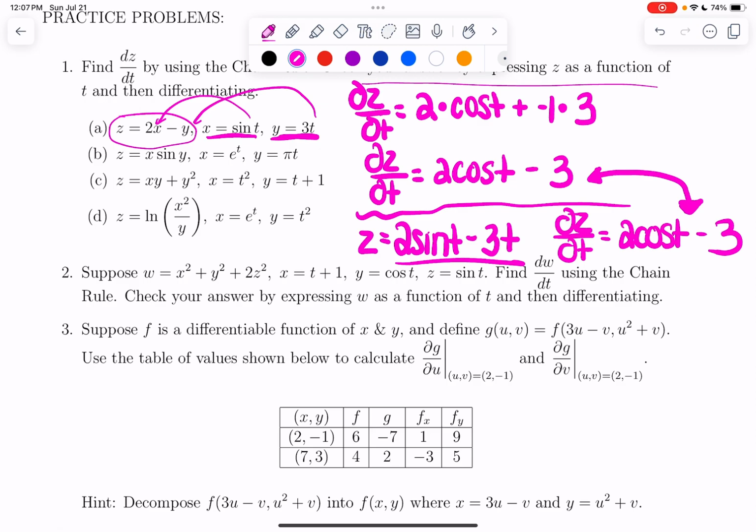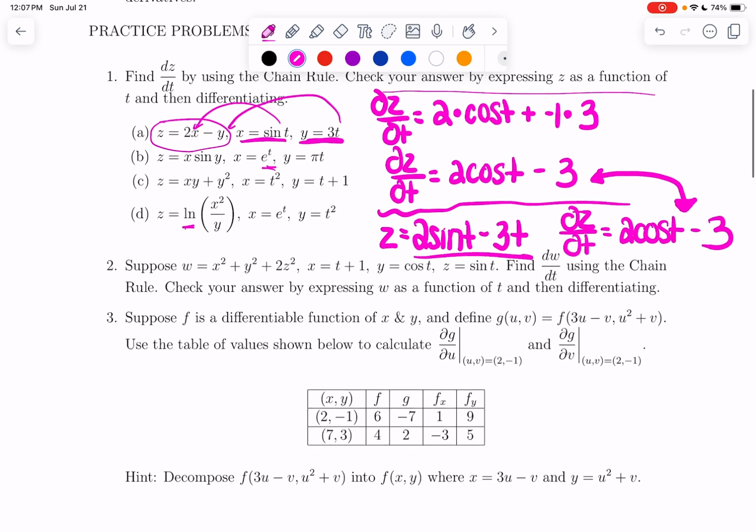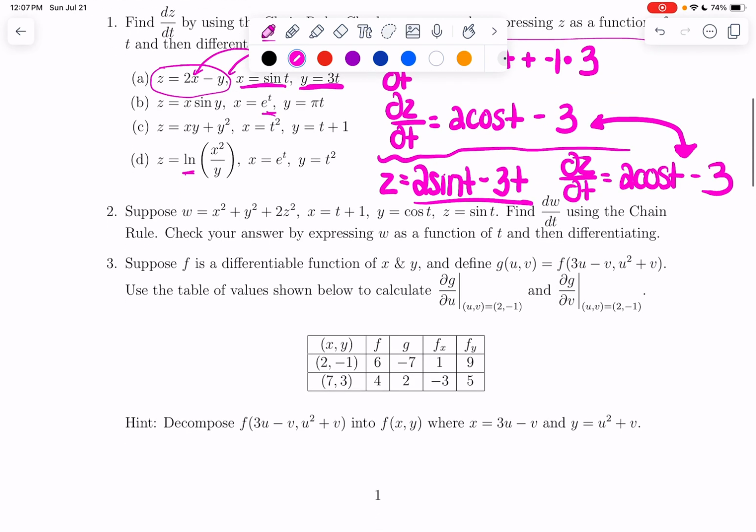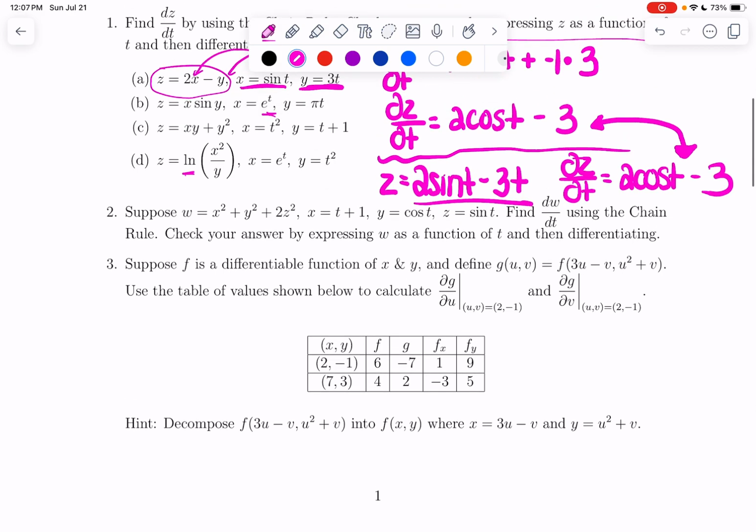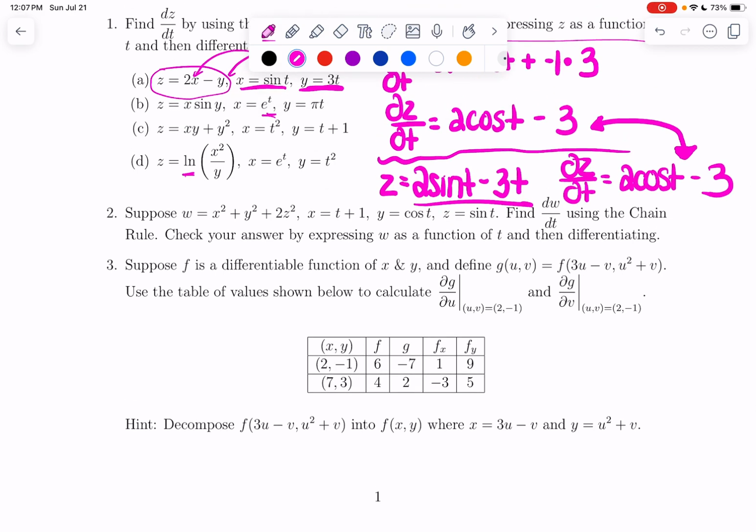I would do a couple more problems like that, maybe harder level problems with e and natural logs, but that's the idea of showing the two different methods, okay? Then from there, I would talk about different ways that you could see this rewritten. It says suppose w is equal to x squared plus y squared plus 2z squared, where x equals t plus 1, y equals cosine of t, and z equals sine of t.